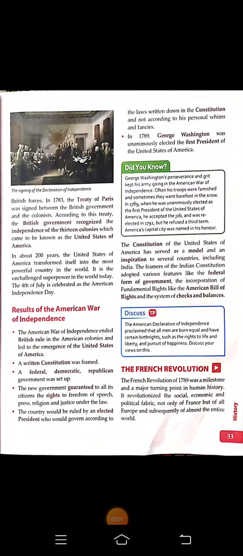Continue with chapter number 3 from your history book of grade 8, and the name of the chapter is The Age of Revolution. And today we are going to start from the birth of the United States of America.